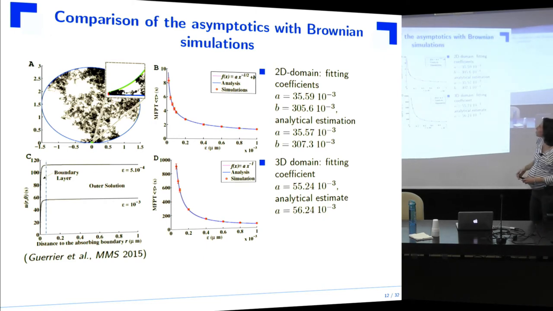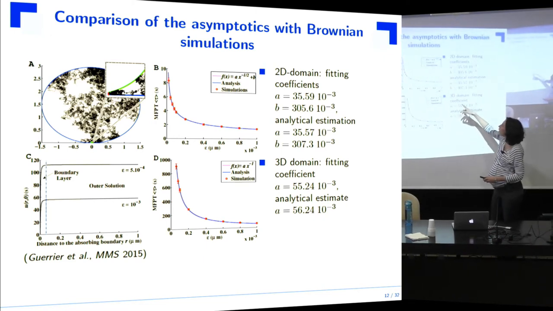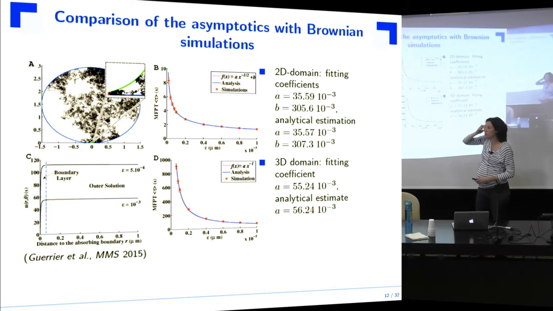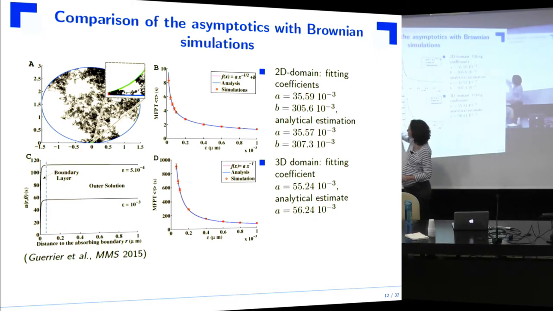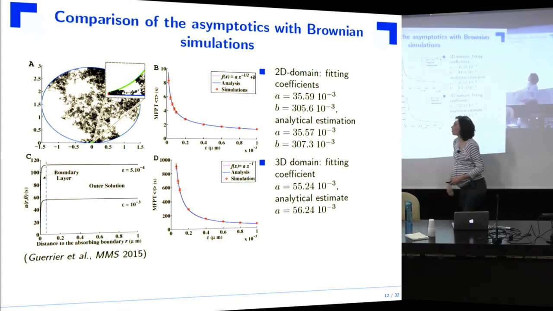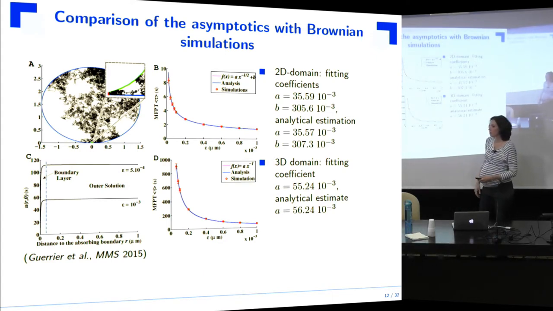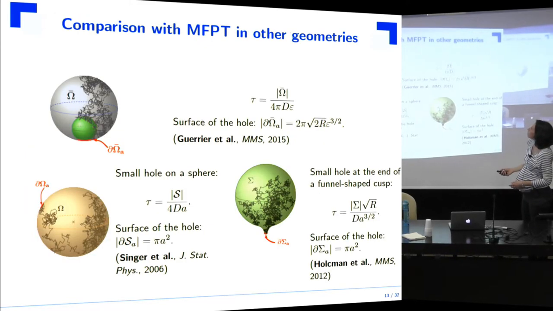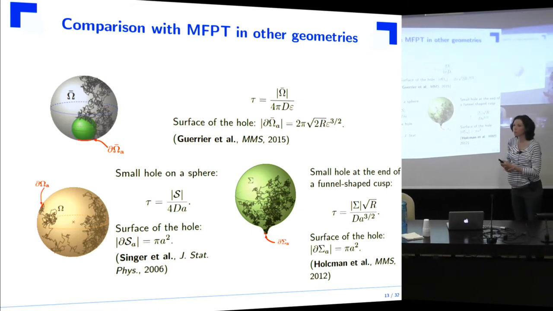Just to check with Brownian simulation, I did the 2D and the 3D. And you see it's matching very well. We don't even see the difference between the fitted curve and the analysis. And here you can see the shape of the solution, where in the boundary layer, it's going to be extremely steep, as people have already seen, I guess, when doing simulations. And then when you are far away from the boundary layer, you end up with a constant solution. Okay, so just quickly, to compare with what has been done before.